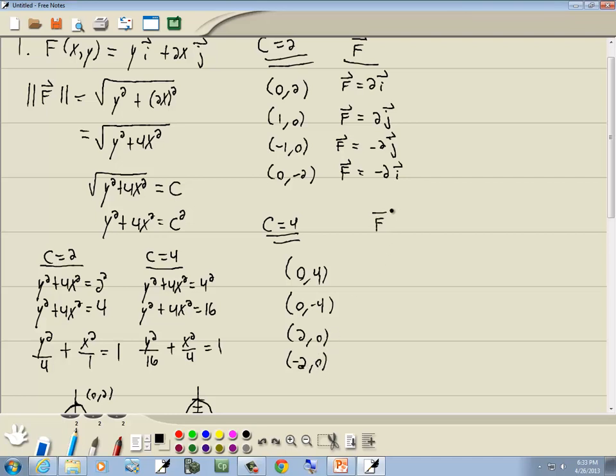Now again, we're going to put each one of those into our vector to find out what f is. So this is x and this is y, so that would give us 4i. So this one's f is equal to 4i. This one will be f is equal to negative 4i. Put this in for x and this in for y. The y drops away. And we've got 2 times 2, which is 4, so that'd be 4j. And put negative 2 in there, and we get f is equal to negative 4j.